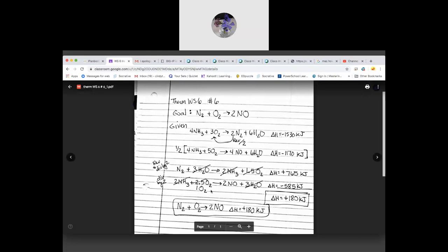And whatever I do to my chemical reactions, I've got to do to the heat of their reactions. So this plus 765 kilojoules will be combined with the negative 585 kilojoules, which will give me a difference of plus 180 kilojoules for the heat of this reaction. So the heat of this reaction is plus 180 kilojoules, which means this is an endothermic reaction.